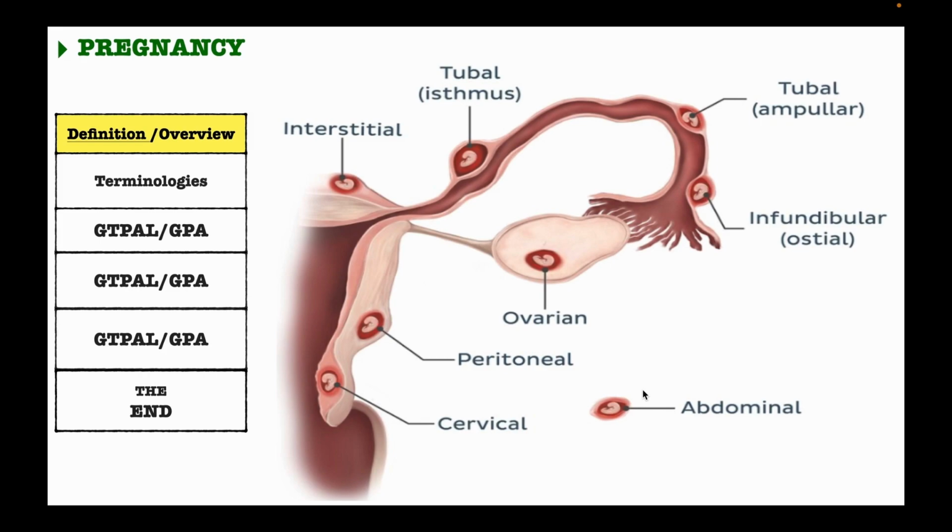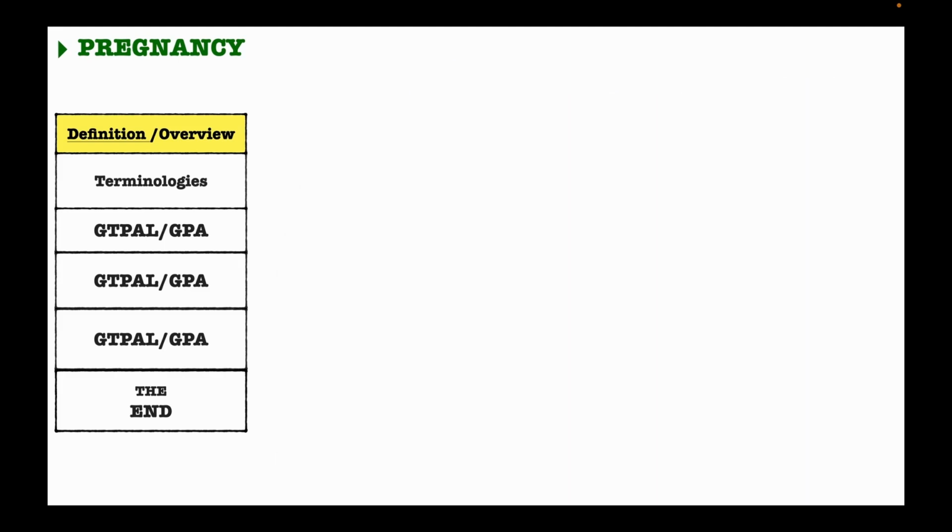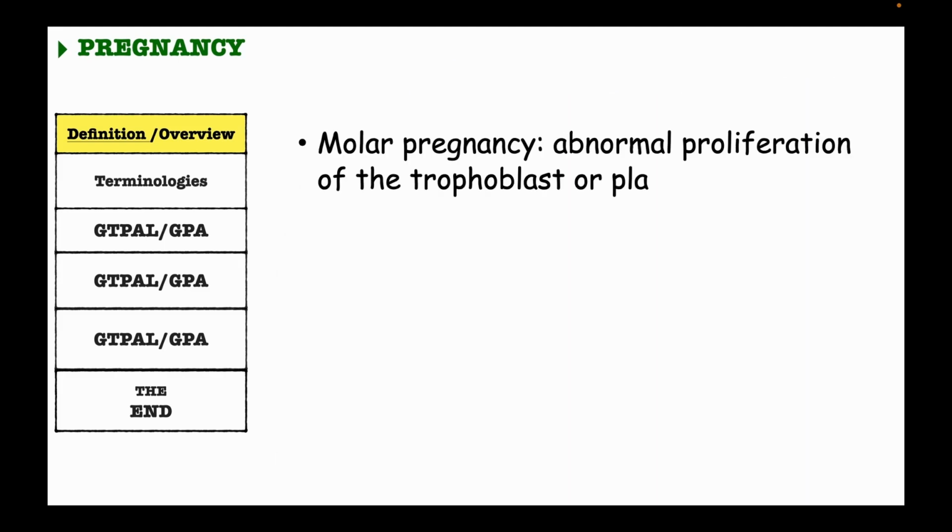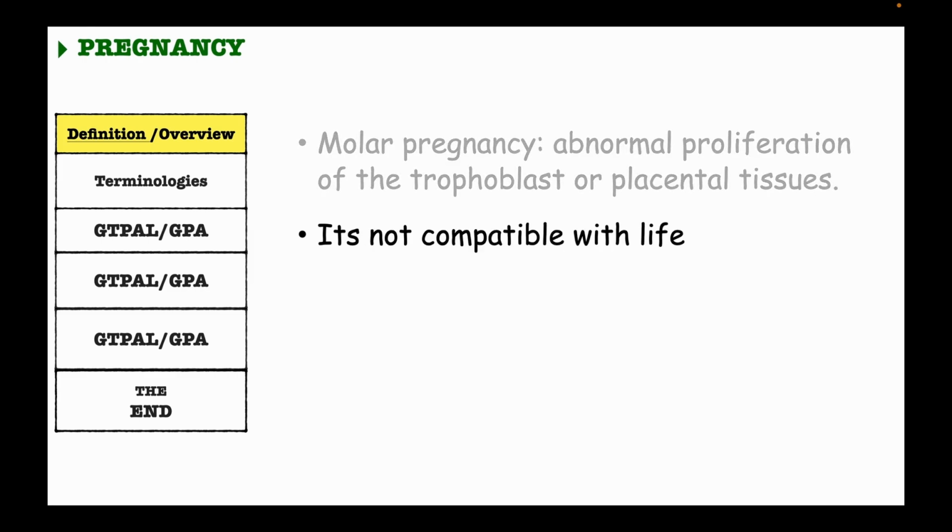Now, there is a separate video on placenta previa and ectopic gestation, and so you can watch it for a better explanation on the topic. But as we continue, we have what we call molar pregnancy. This is the abnormal proliferation of the trophoblast, or the placenta tissue that we talked about. Now, we shall discuss that in a separate video. However, what I want you to know is that this is not compatible with life.